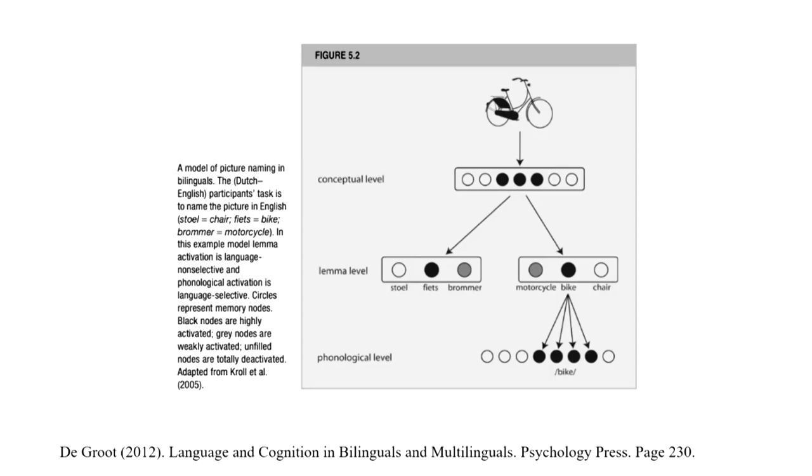You can see here, for example, that the picture shown was that of a cycle. You have a distributed representation at the conceptual level, but when you go further down, at the lemma level, these are specific words. Fiets is the word in Dutch, bike is the word in English, and this is basically how a Dutch-English bilingual will go through these processes. Eventually, at the phonological level, only the sounds of the selected target language get activated, but not those of the non-target language. This is an illustration of how speech production or picture naming would play out in a Dutch-English bilingual, as explained in a paper published by Kroll and colleagues in 2005.